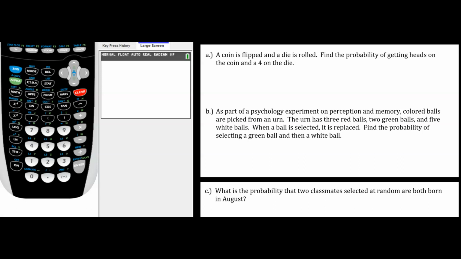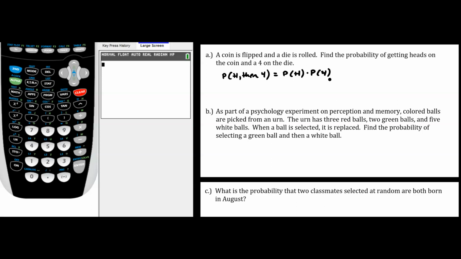Let's take a look at some examples where we get to directly apply the probability of a sequence of events. This first one says a coin is flipped and a die is rolled. Let's find the probability of getting heads on the coin and a 4 on the die. So the probability of heads on the coin and then a 4 on the die is going to equal the probability of heads multiplied by the probability of a 4 on the die.